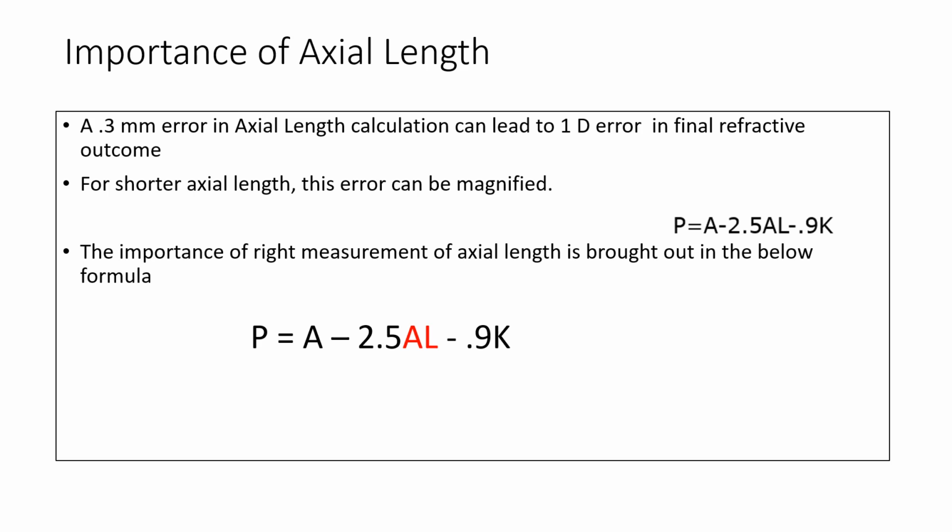What this means is that if we make an error of 0.3 millimeters in axial length calculation, that can lead to 1 diopter of error in final IOL power calculation. Or in other words, for every 1 millimeter of error in axial length calculation, this can lead to 2.5 diopters of error in IOL power calculation. Well, this is for average eyes. For short axial lengths, this error can be magnified.